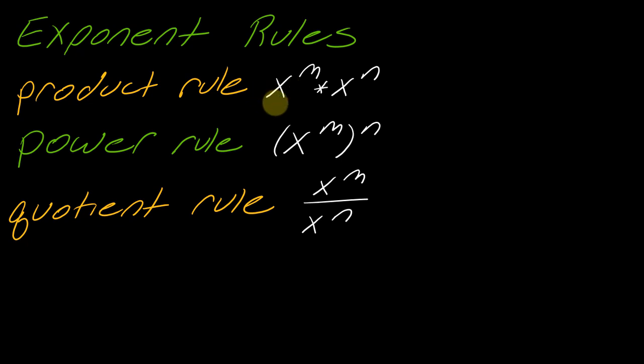Okay, so this x here, this is called the base. So if you have this same base and then you have these exponents m and n, what you're going to do is you're going to add them, versus the power rule. So if I have this x to the m with parentheses and then to the n, then in this case, you're going to multiply the exponents.